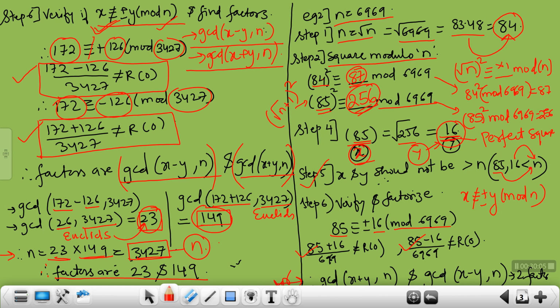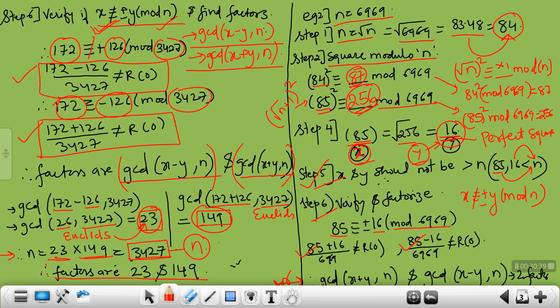The moment you get that in step number 2, I will directly go to step number 4. In step number 4 I will calculate what is x, what is y. In step number 5 I will verify. In step number 6 I directly find out if x is not congruent to plus or minus y mod n. If that equation is satisfied, I will go and find out the two factors of n, that is GCD of x plus y comma n and GCD of x minus y comma n. So although this is a complex algorithm, you need to solve more and more problems on this so that you understand the concept properly.